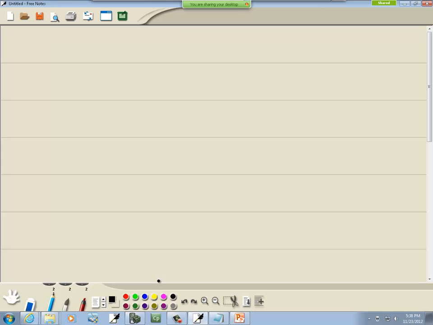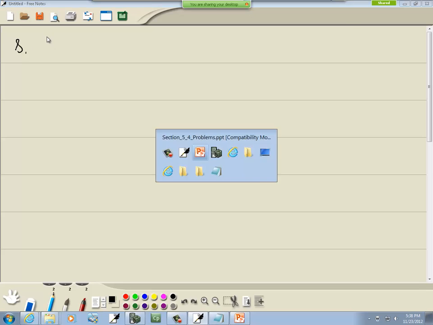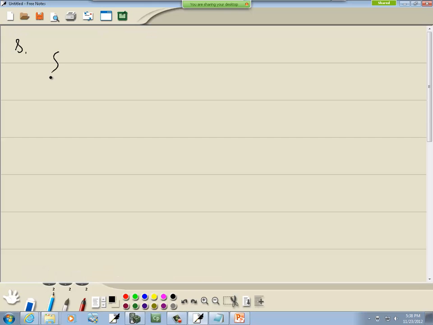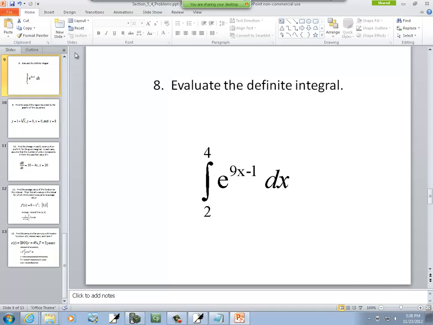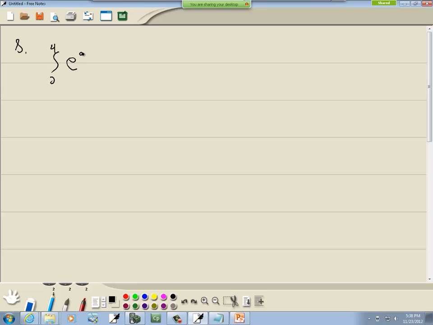Okay, let's look at this one. The integral from 2 to 4 of e to the 9x minus 1 dx. Well, on this u substitution, we'll let u equal the exponent, because you've got e to a power. So u is equal to 9x minus 1. Du would be 9 dx. So I need a 9 inside, so I'll offset it with a 1/9 out in front.